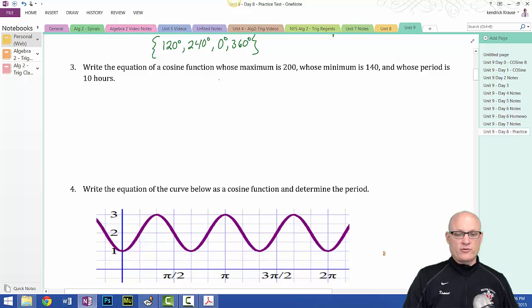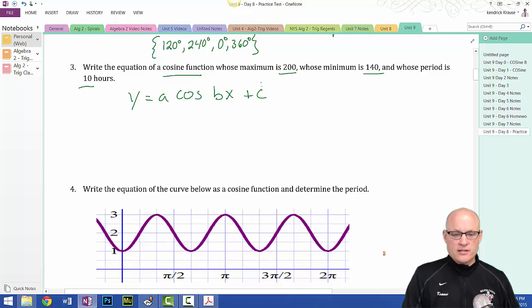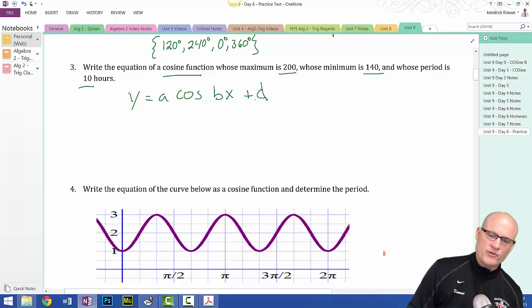Write an equation of a cosine function whose maximum is 200 and minimum is 400 and whose period is 10 hours. Let's think about that for a second. Y equals A cosine bx plus c. They didn't say anything about a d. They didn't say anything about a phase shift, so I won't put c in there.